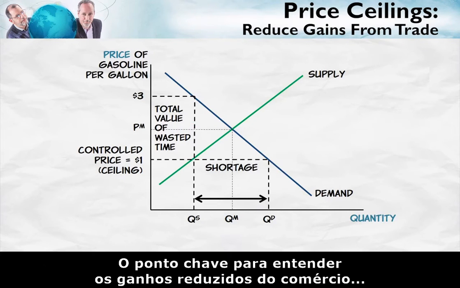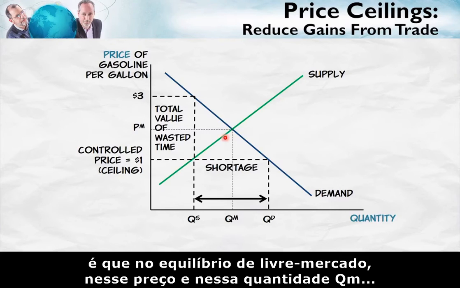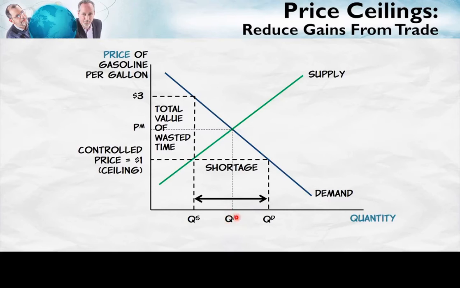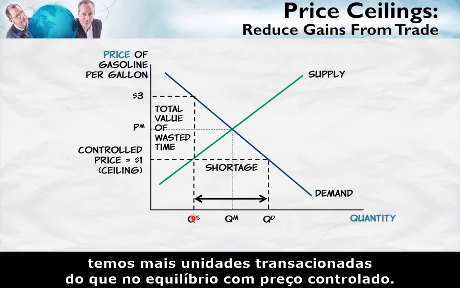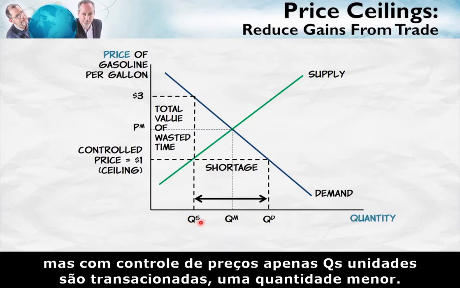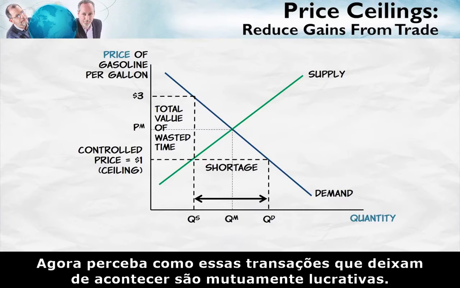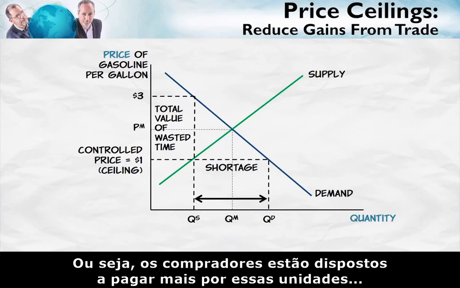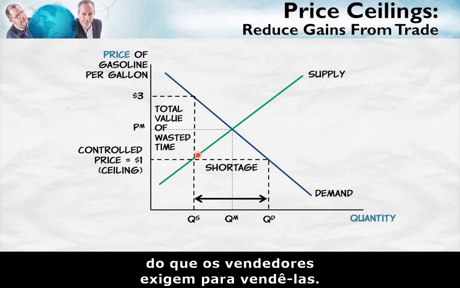The key point for understanding the reduced gains from trade is that at the free market equilibrium, at this price and this quantity, QM, we have more units exchanged than at the price control equilibrium. So with a free market, we get QM units exchanged. With the price control, only QS units are exchanged, a smaller amount. Now notice that these trades which fail to take place are mutually profitable. That is, the buyers are willing to pay more for these units than the sellers require to sell those units.